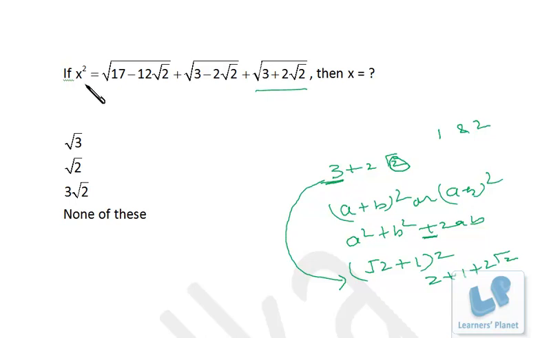So 3 plus 2 root 2, this is x square. That means first of all we find out x. X square itself, so 3 plus 2 root 2, it is in square root. So if it comes out of the square root, it will be root 2 plus 1. Similarly, this is actually root 2 minus 1 whole square. So if it comes out of square root, it will be root 2 minus 1. Now what will happen to this?